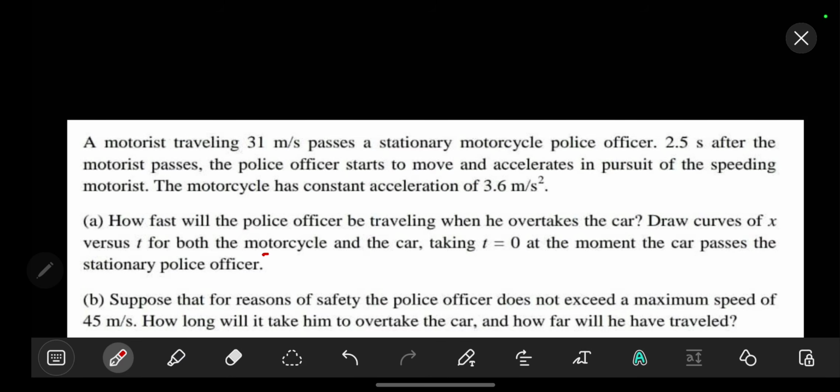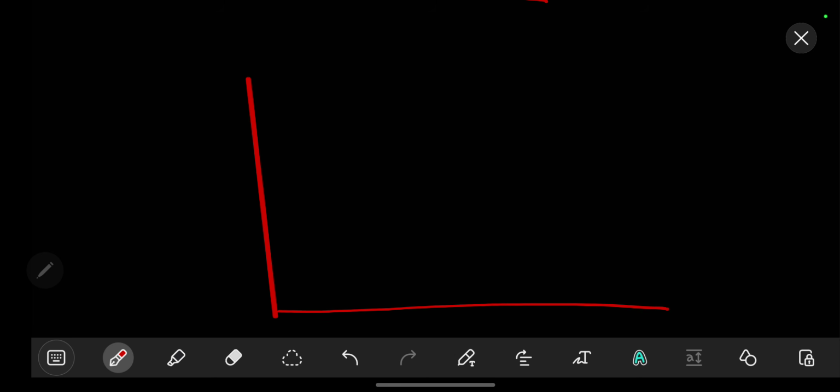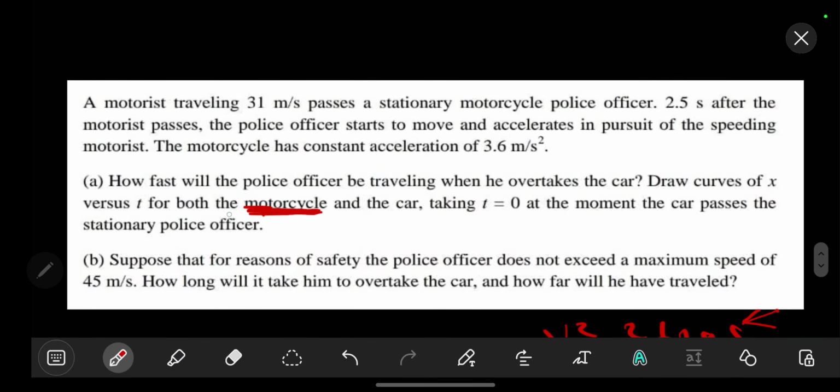Now with that considered, the second part of the problem says draw the curves of x versus t for both the motorcycle and the car at the moment the car passes the stationary police officer. So the motorist is the car, and the motorcycle is for the police officer. So we have x against time, meaning the displacement against time. So x is here, the time is here.